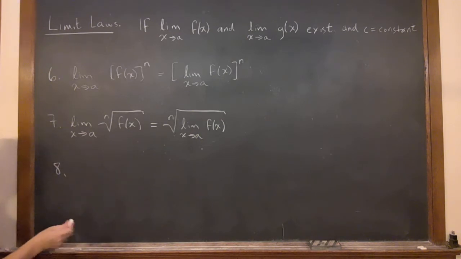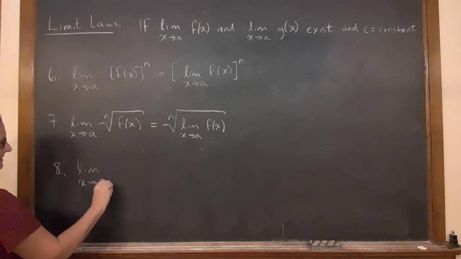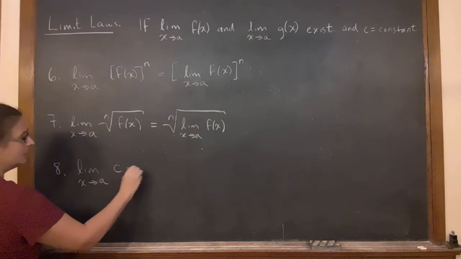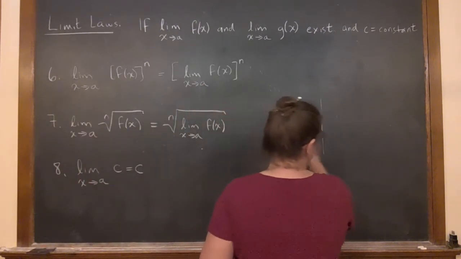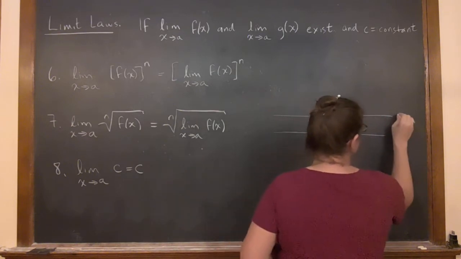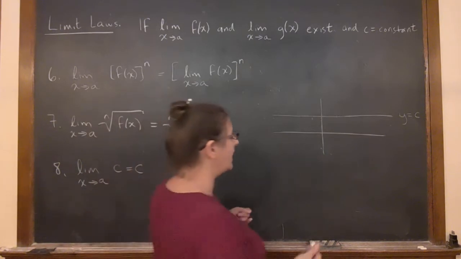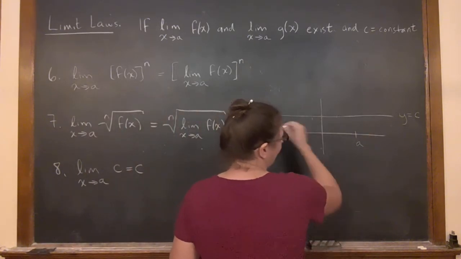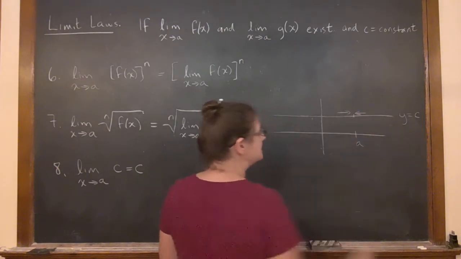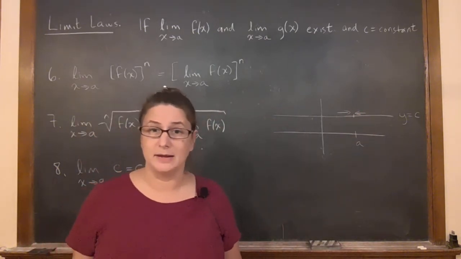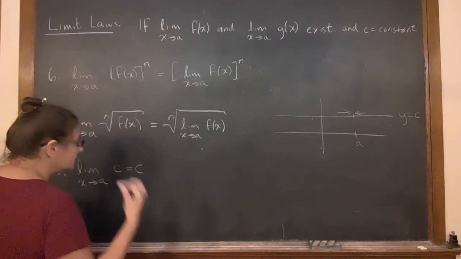Now 8 and 9 are kind of nice, but very easy to see. The limit as x goes to a of some constant c is just the constant c, because there's no x's, there's nothing to do. Graphically, what am I saying? It's very simple. I've got some constant function y equals c, regardless of where a is. So a is here or there or whatever. That value of y is always c. So there's nothing exciting going on in that limit. It's just always c. So that's pretty easy to visualize.